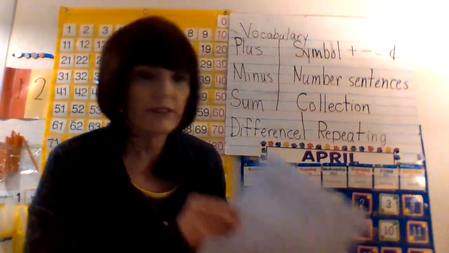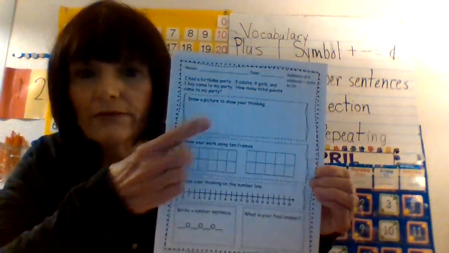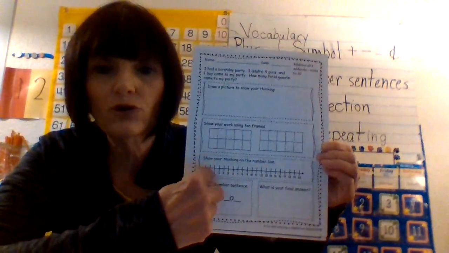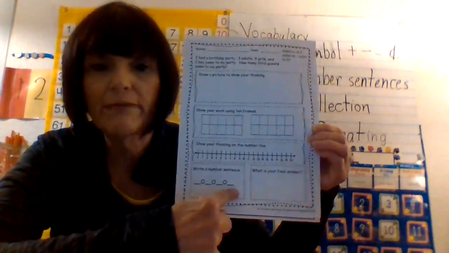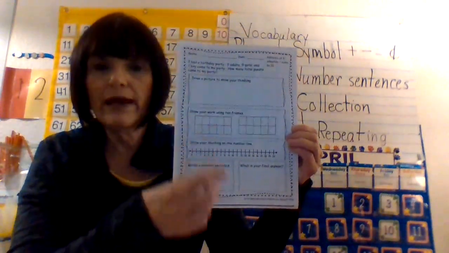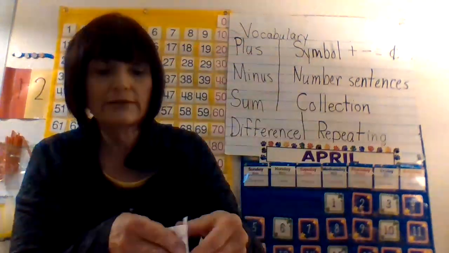Another paper like what you did last week, you'll understand what to do with that. There's a number story box showing your work on the tens frame, showing it on the number line, writing the math sentence, and then showing your answer and label it. This one is about guests or people that come to a birthday party. All right, read the story and make sure you label your answer.